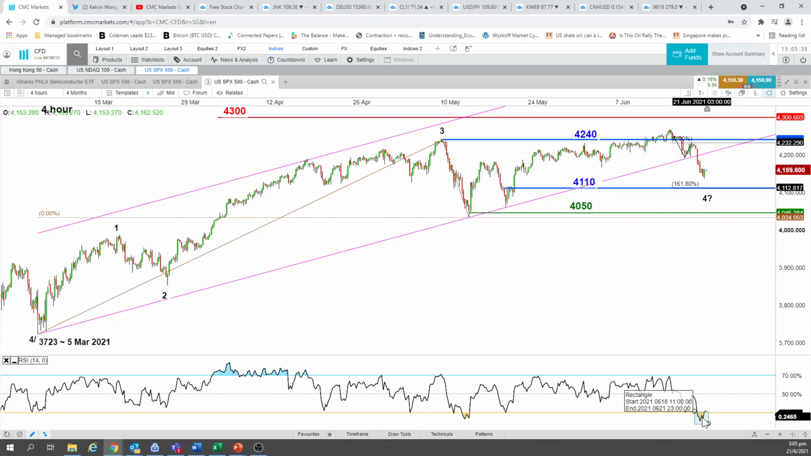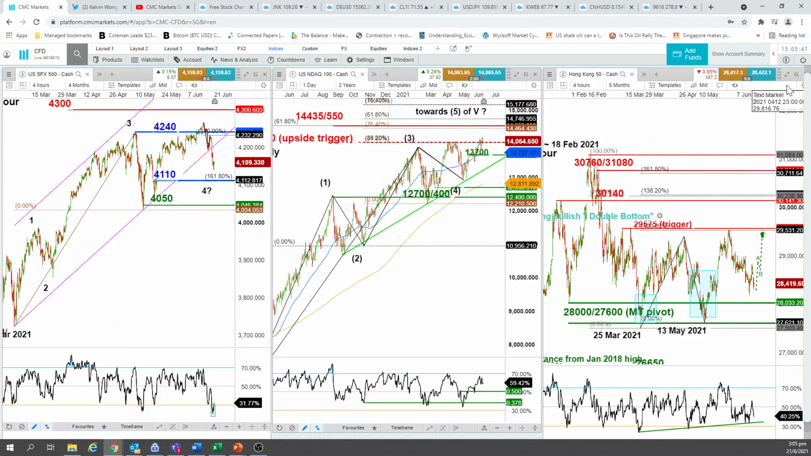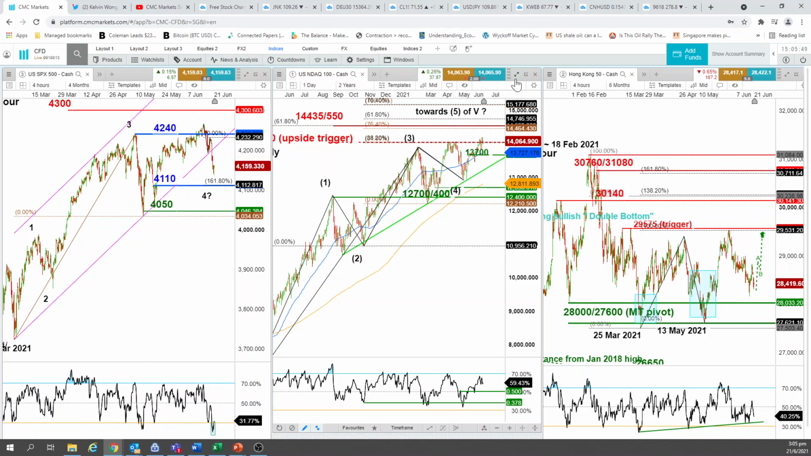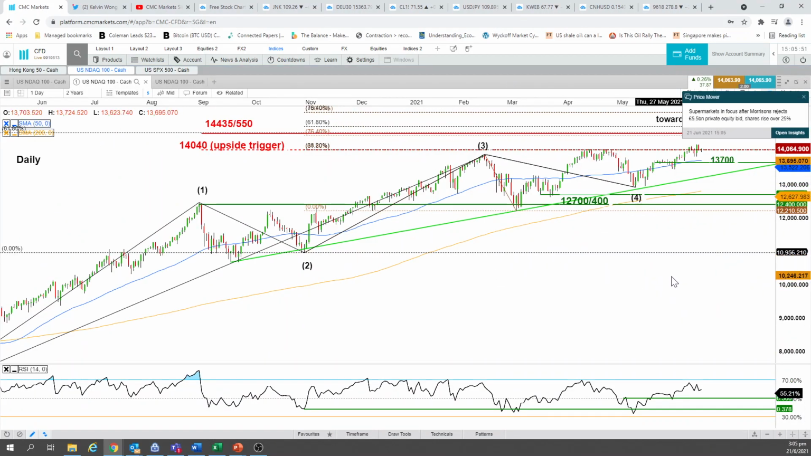All right, so neutral between these two range for now. Okay, on the S&P 500. So like I said earlier, why I'm hesitant to turn bearish on the SPX 500 is because of the bullish nature of the Nasdaq 100. All right, so if you look at the Nasdaq 100 over here, it's still bullish.